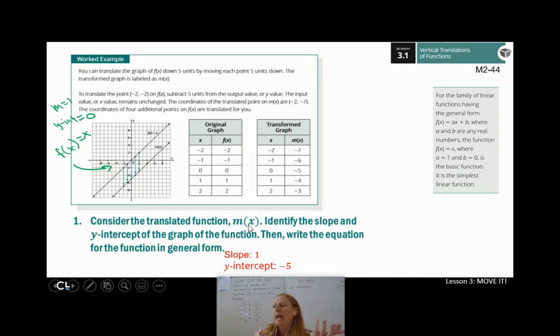So if I were to write m of x, I would say m of x equals 1x plus -5. My slope, my y-intercept. Although we can clean this up, right? We don't need a 1 in front of the x, and instead of plus -5, I could just write it as a -5. So if you wrote this, that's fine, but it's a little cleaner to write m of x equals x minus 5.